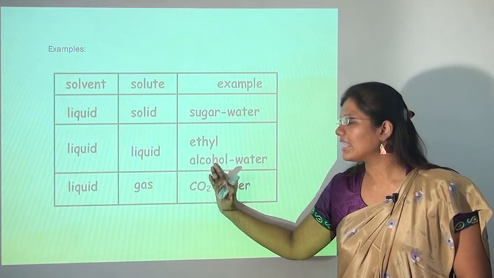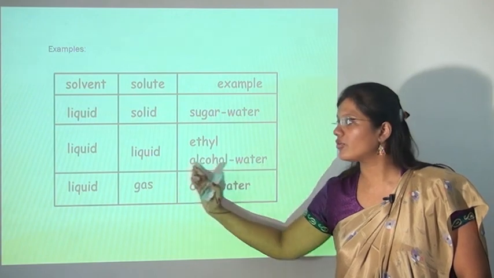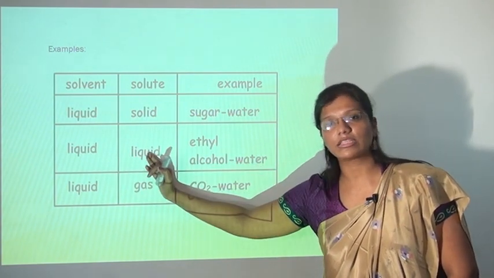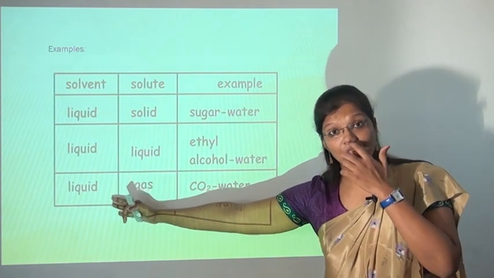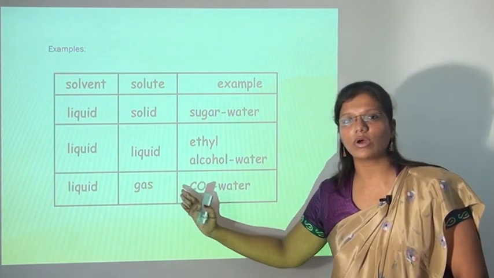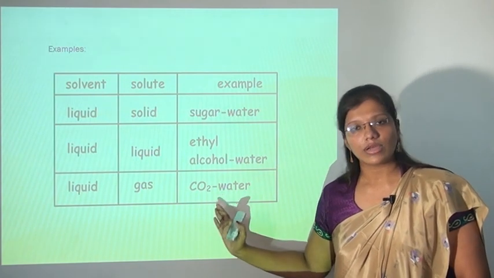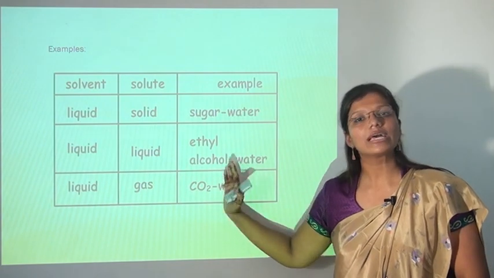Now the mixture of ethyl alcohol, or ethanol, and water is an example of another type, in which the solvent is liquid and the solute is also liquid. The third is where the solvent is liquid and the solute is gas. At that time, what you get is CO2 water, carbonated water. In our cool drinks and other things, we get such types of solutions.